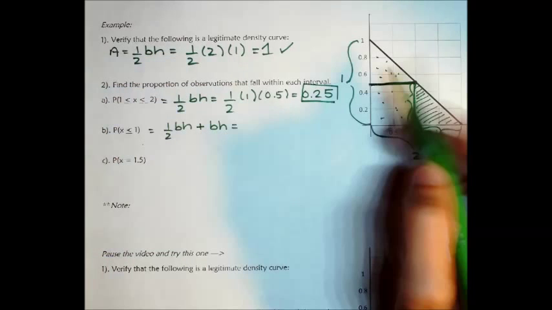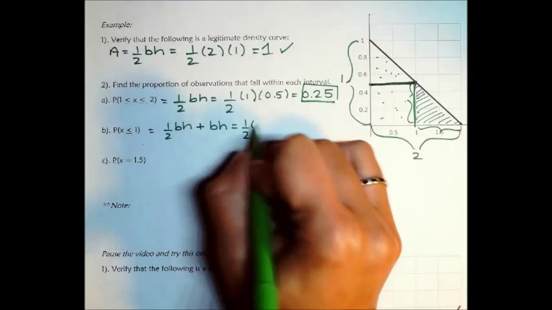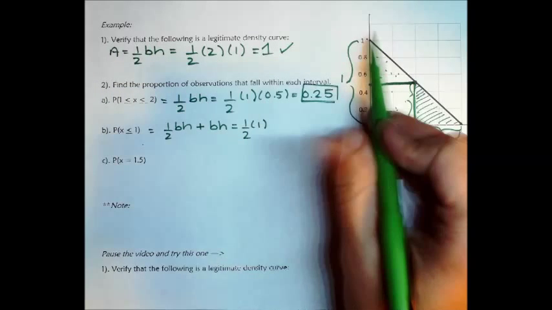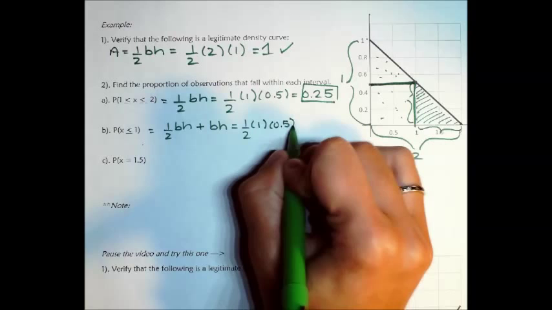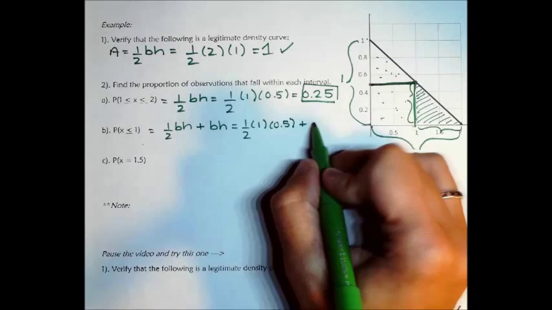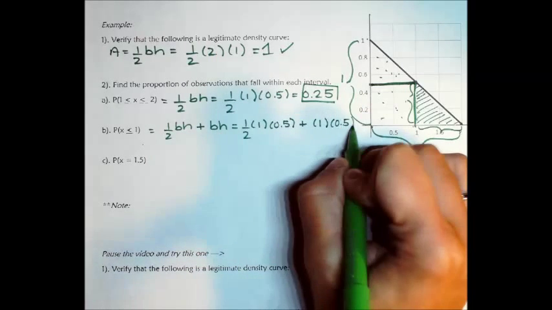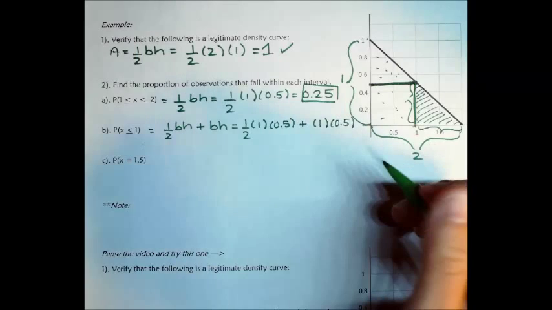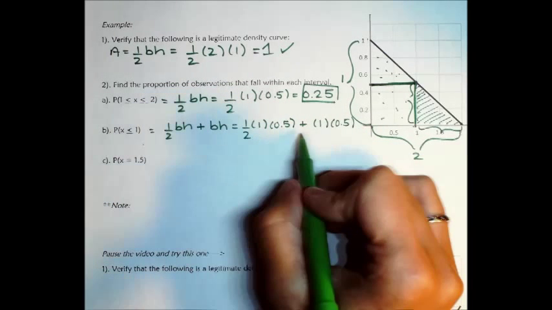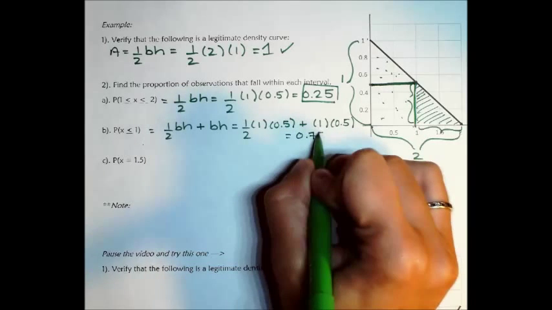In our triangle, our base this time is from 0 to 1. Our height goes from 0.5 to 1, so that distance is 0.5. And for our rectangle, our base is from 0 to 1, and our height is from 0 to 0.5. We put this all together, we get half of 0.5, which is 0.25, plus 0.5. This area would be 0.75.